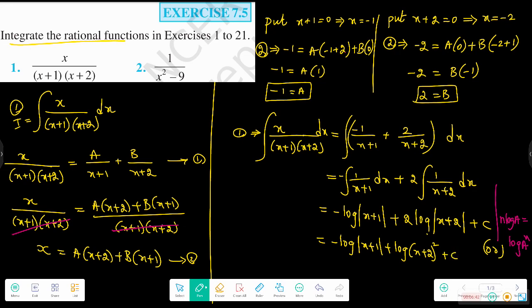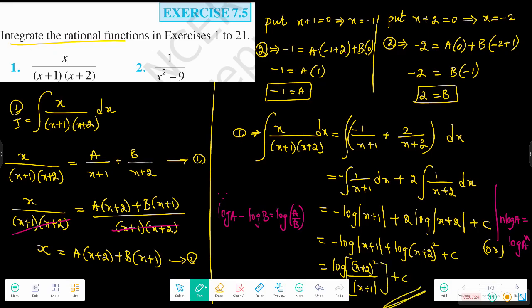Now again, which formula does this look like? Log a minus log b equals what? Log a minus log b is equal to log a by b. The minus sign is for the function that goes in the denominator; the minus we have is for the first function only. So you can write log of (x plus 2) whole square divided by (x plus 1), plus c.